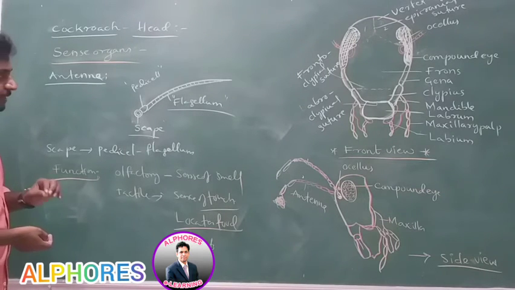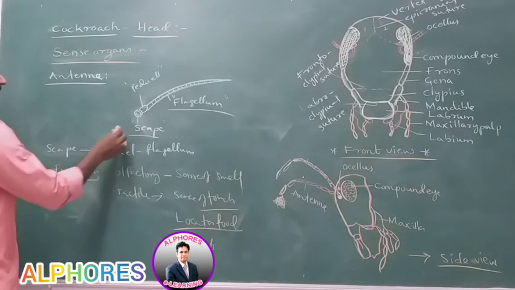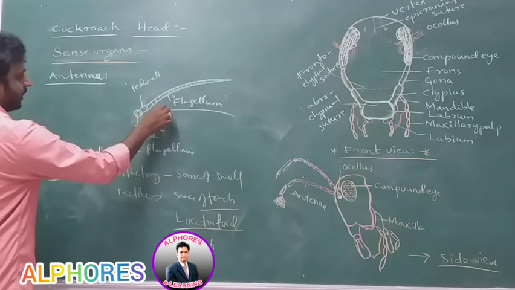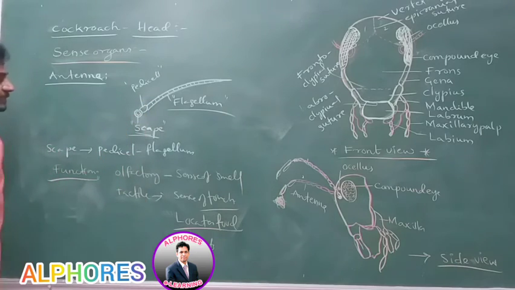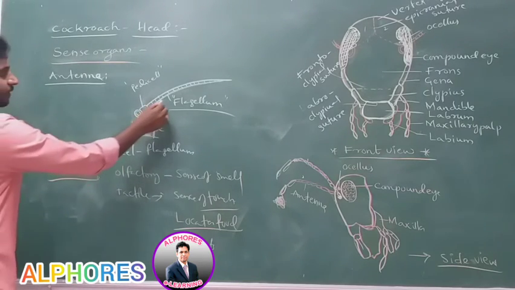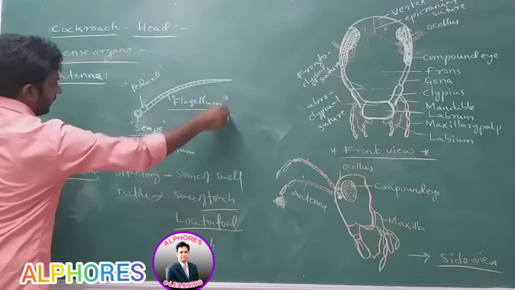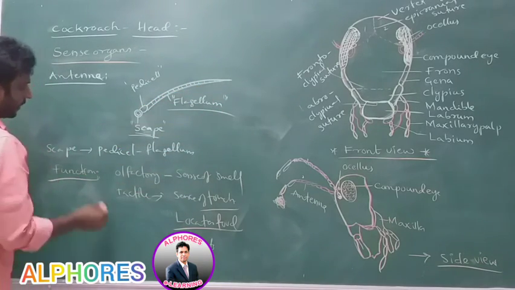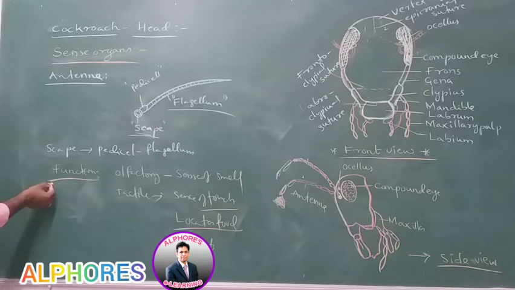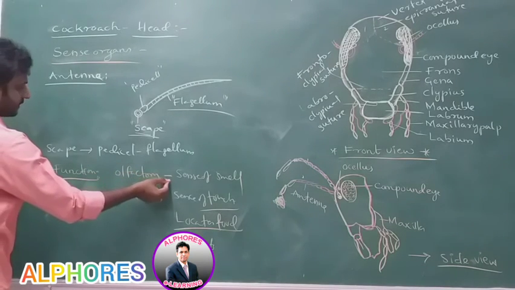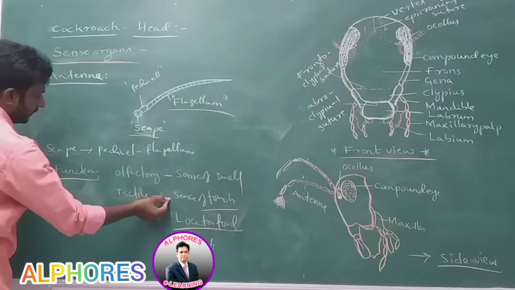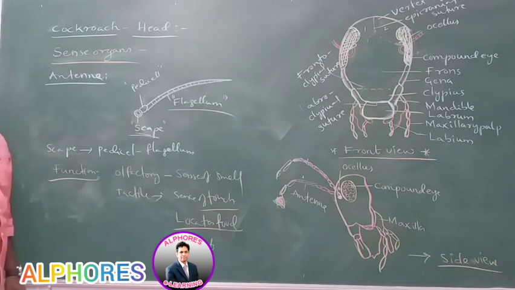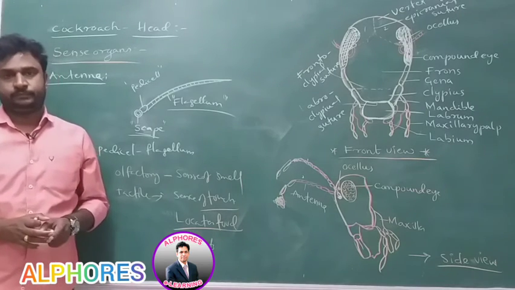Okay, so what are the parts present in the antennae? Antennae have three parts, which are called scape, pedicel, and flagellum. Which part is the multi-segmented part of the antennae? Flagellum is the multi-segmented part of the antennae that consists of many segments. And what are the functions of the antennae? Antennae are useful for the sense of smell and also sense of touch, to locate the food materials and the location of objects.